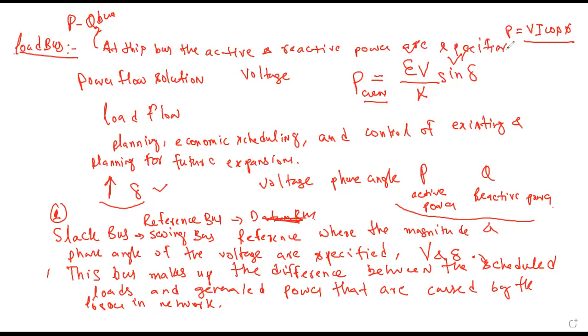And what happens with this bus is the magnitude and phase angle part of the bus voltages are unknown. Okay, we don't consider it. So these buses are called PQ buses. Then there are regulated buses, or generator buses.